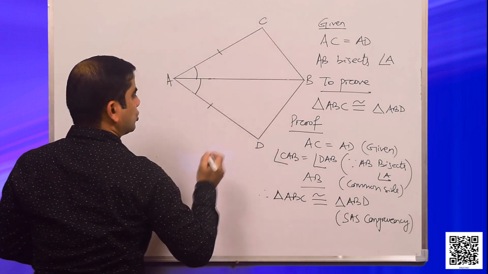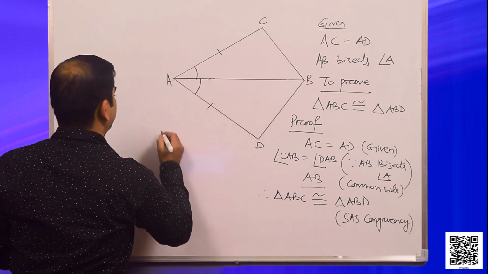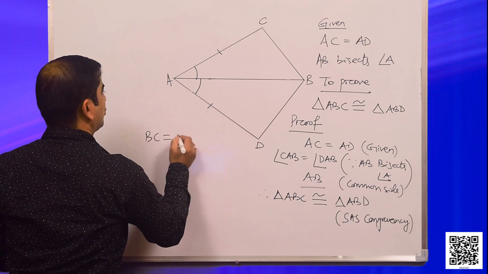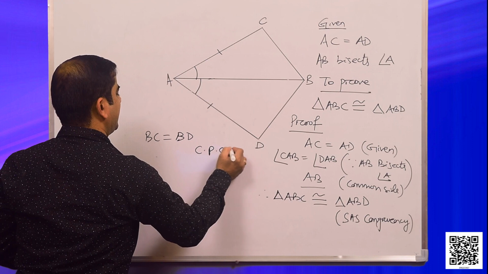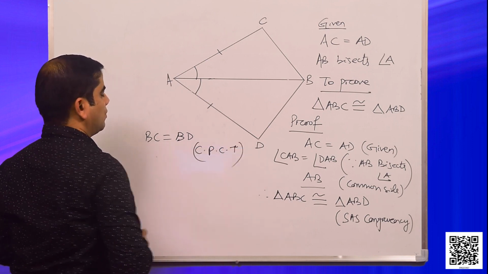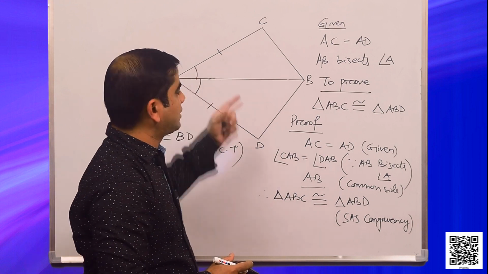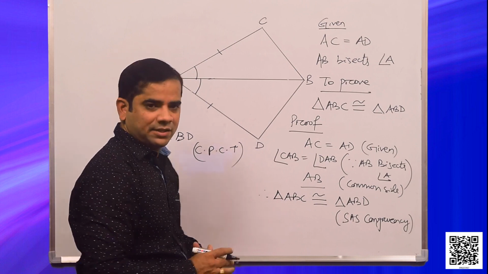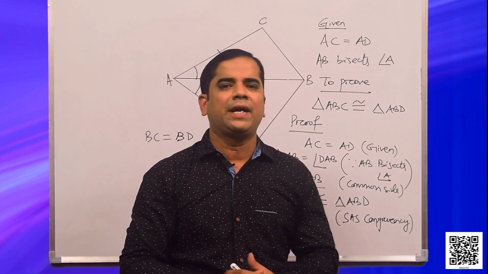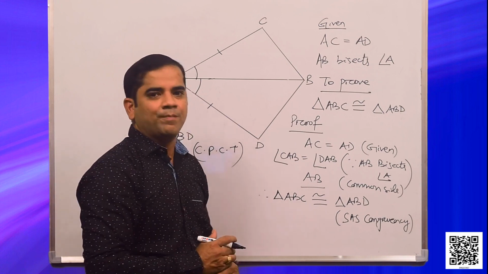As the two triangles are congruent to each other, BC is equal to BD, that is CPCT. BC is equal to BD because both the triangles are congruent. We know that corresponding parts of congruent triangles are equal to each other. That's why BC is equal to BD.